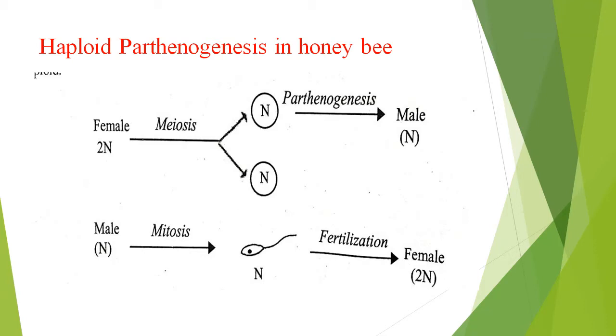Here you can see the example of parthenogenesis in the honeybee. The female is diploid. After meiosis, it divides into two haploid cells. And the single haploid cell, due to parthenogenesis, develops into a male. And the male, due to mitosis, produces sperm that are also haploid. Sperm after fertilization produce a female.